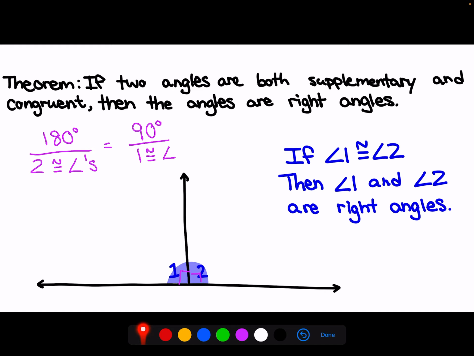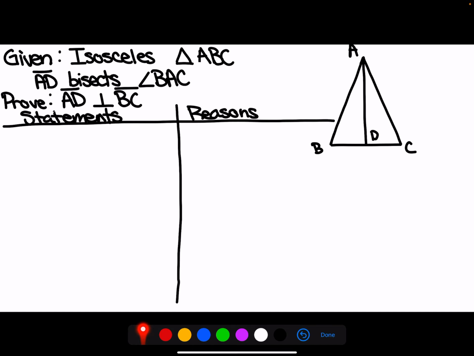Let's go ahead and try to use this in a proof. So, given isosceles triangle ABC, and segment AD bisects angle BAC. So it's bisecting this angle up top. We want to prove that AD is perpendicular to BC. Now, first off, if we do prove that AD is perpendicular to BC, what would be a name for AD?